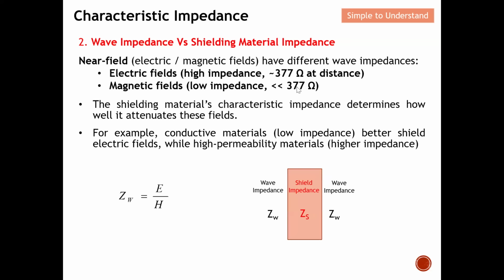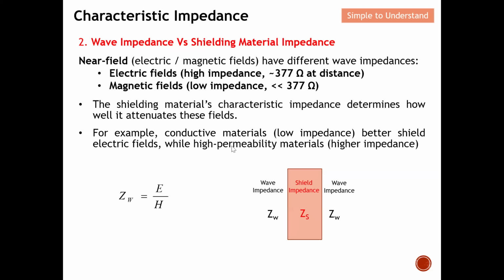We will go a little bit more on this. The shielding material's characteristic impedance determines how well it attenuates the field. Basically this is the shielding material, and it plays an important role for the reflection purpose, which we are going to take a close look at here. For example, a conductive material: the impedance will be small, correct? Because this allows electric current to flow, and hence we are going to have a low impedance. Therefore, they are a better shield against electric field.